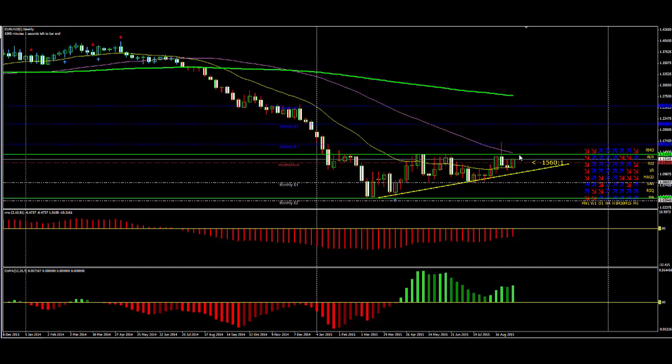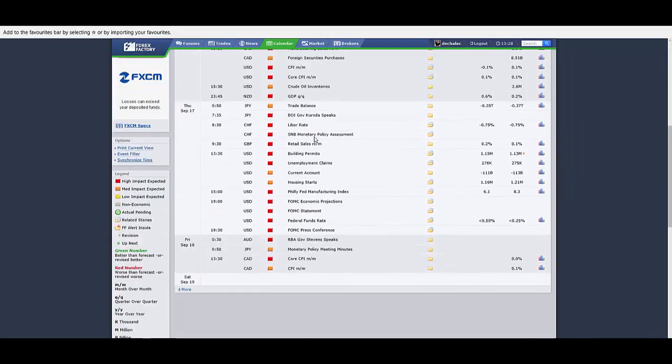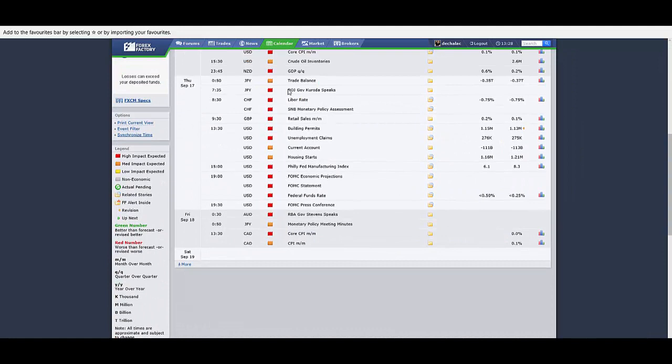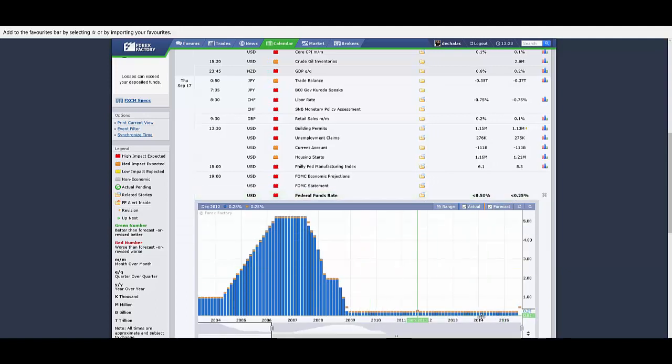Over the last number of years, we've seen the US market trading at an all-time low. And if I just go to the Forex Factory just to show you that, and I just pan all the way down here to Thursday of this coming week, you'll notice the Fed fund rate. If I just bring up the graph, you can see since 2009 it's been sitting at 0.25%, and the forecast is for a 0.25 basis point move to 0.5%.